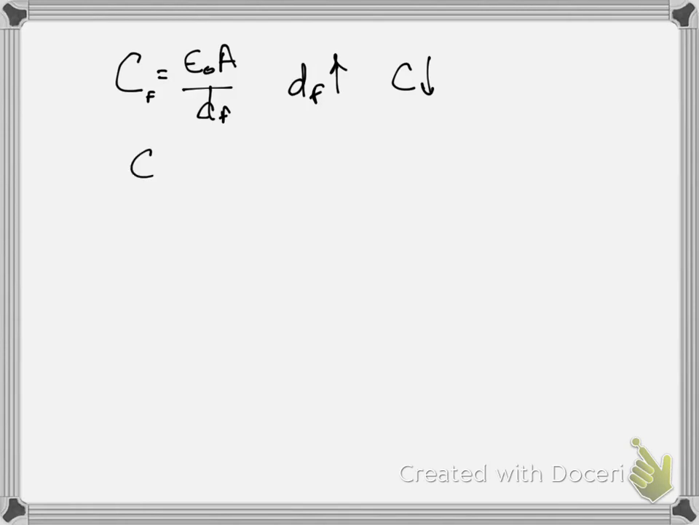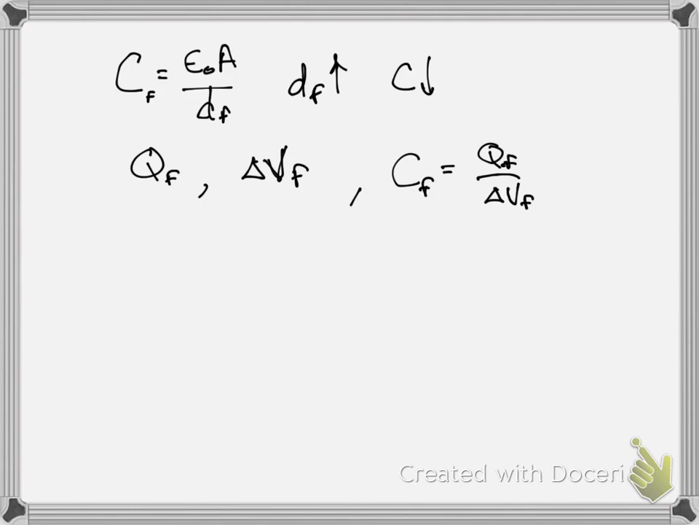But what about QF and delta VF? The charge on the capacitor and the potential difference across the capacitor. How do they change? Well, CF is equal to QF over delta VF. That's the definition of capacitance.